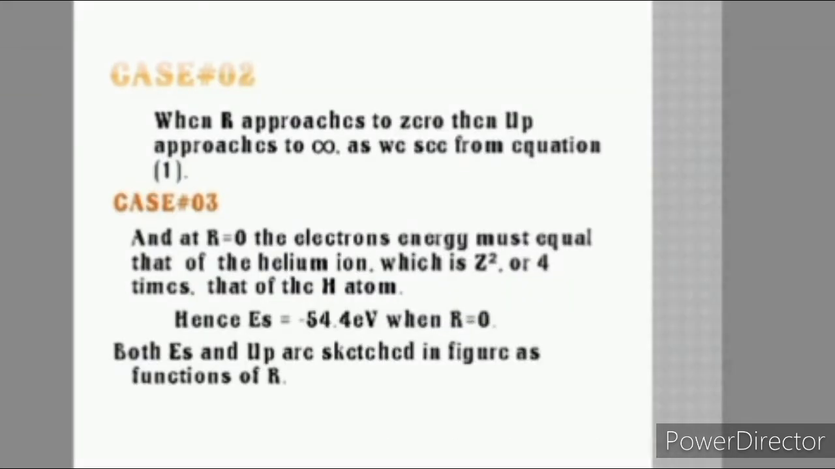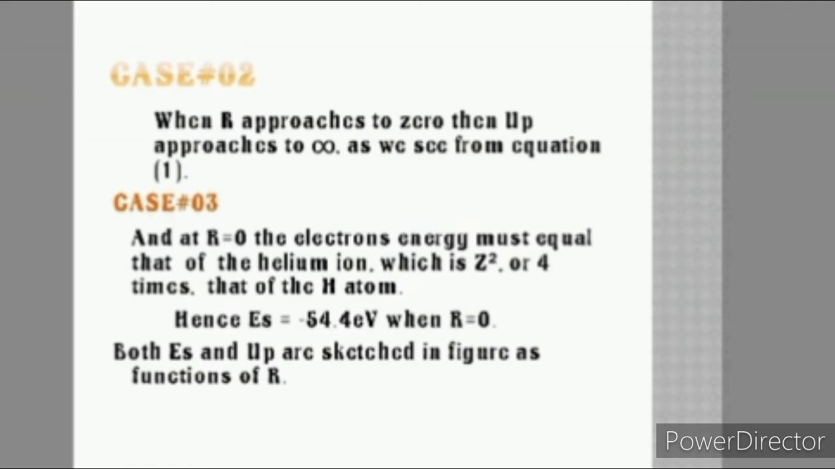And in the second case, when R is approaching 0, according to the formula of potential energy, R is in inverse relation with the potential energy. So when R is approaching 0, it means 1 over 0 is equal to infinity. So when R is approaching 0, our potential energy of the protons approaches infinity.